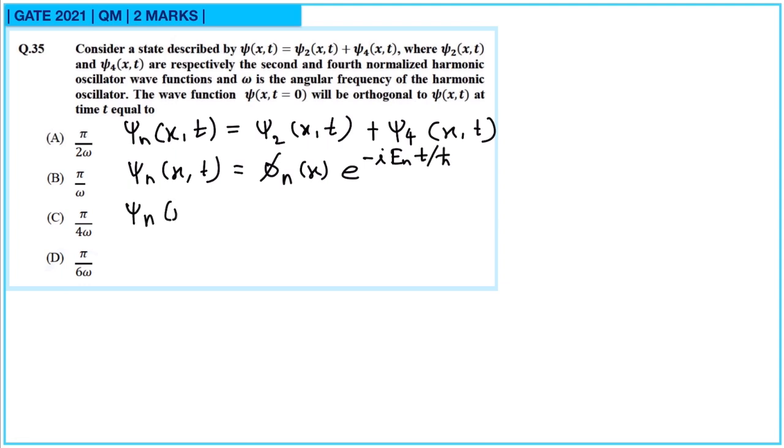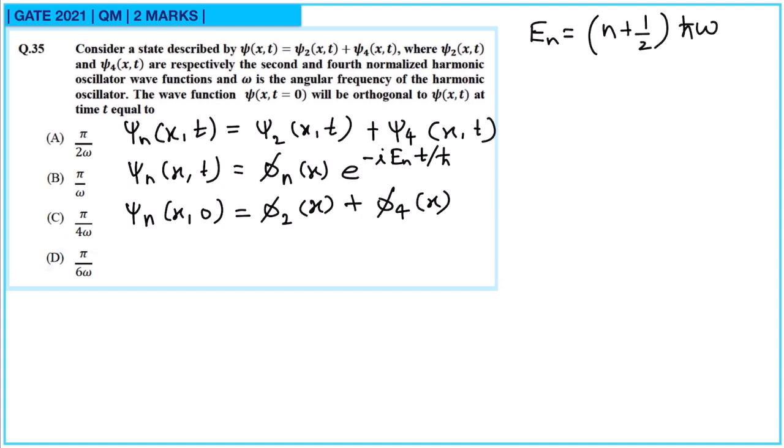So psi at x,0 will be equal to psi 2 plus psi 4. So this is the addition of these two functions, right? If we put t equal to 0, then this exponential part will become 1, and this will be equal to psi 2 of x plus psi 4 of x. And also we know the energy E n is equal to n plus half h cut omega. So E2 will be 5 by 2 h cut omega, and E4 will be 9 by 2 h cut omega.